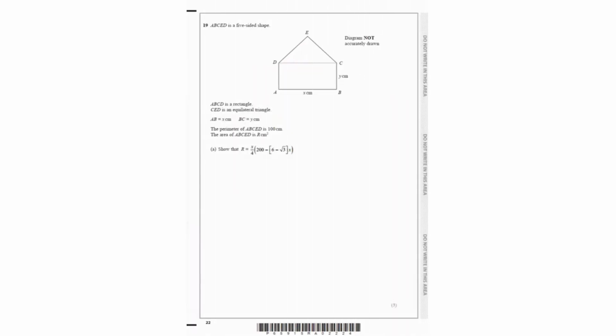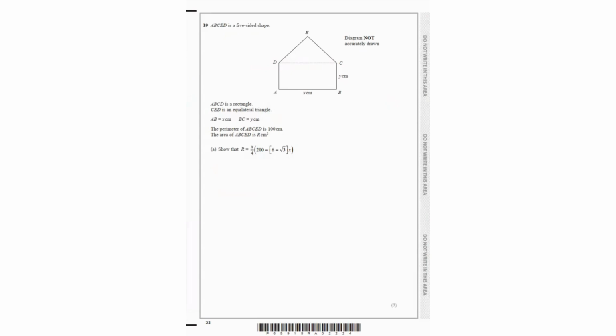In this one, it says ABCED is a five-sided shape. ABCD is a rectangle. CED is an equilateral triangle. AB is X, BC is Y. The perimeter of ABCED is 100 centimeters and the area of ABCD is R centimeter square. We have to show that R equals X over 4 times (200 minus (6 minus root 3) times X).